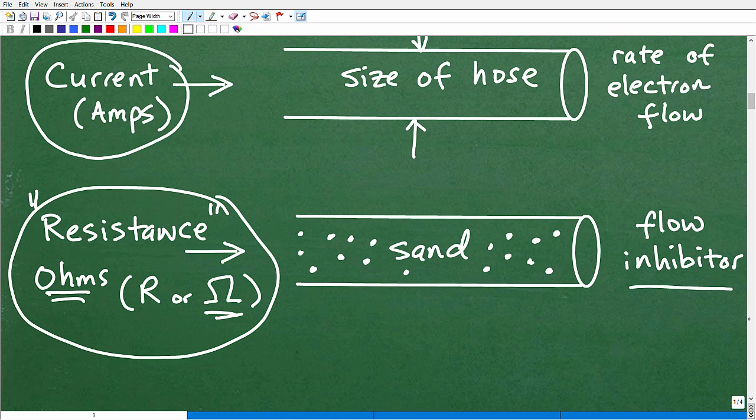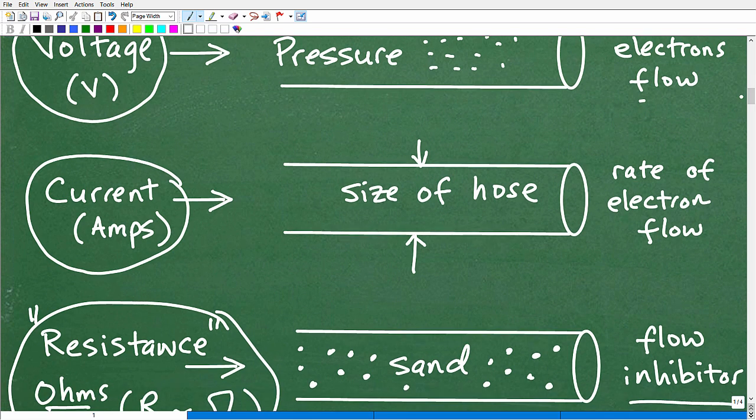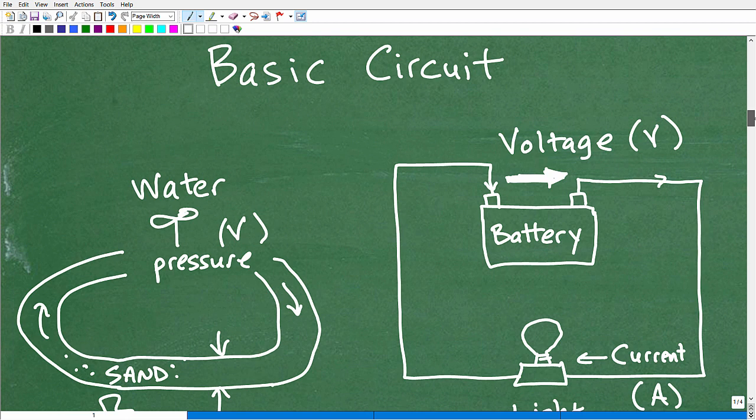And the one thing about this, in terms of resistance, voltage, or current, one is going to affect the others. So you mess with the resistance, everything else is going to change in a circuit. So let's put these concepts together of a basic circuit in a model here.